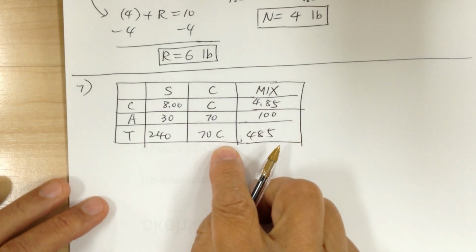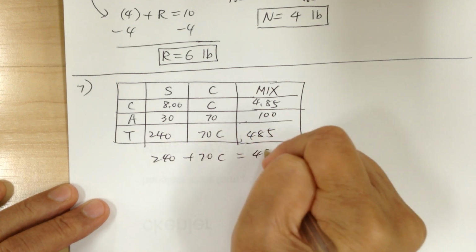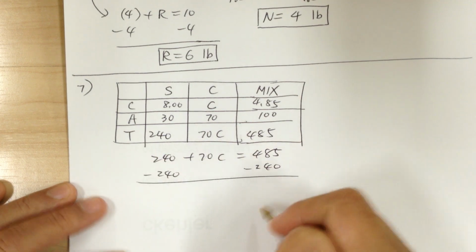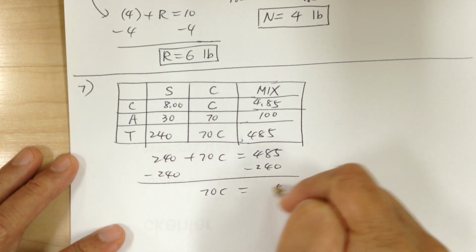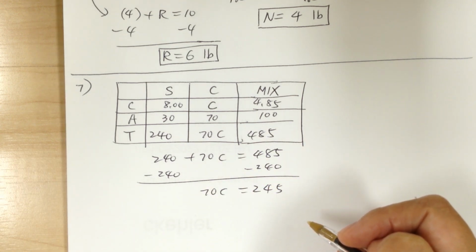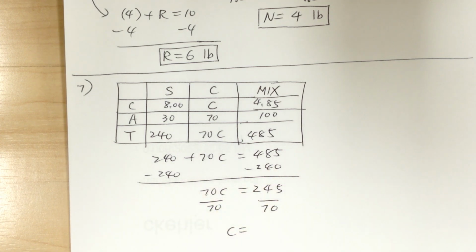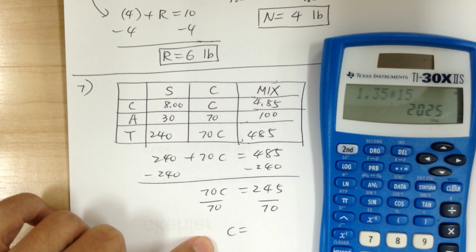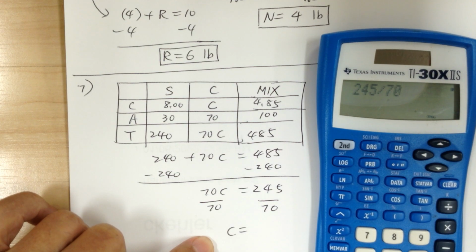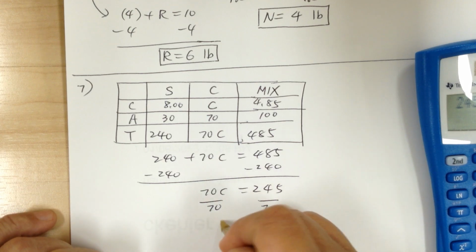So again, you have only one variable, so all you need is one equation. You got 240 plus 70C equal to 485. So minus 240 on both sides. So you got 70C equal to 245. Then after that you divide by 70 on both sides. So C, the cost of C, would be 245 divided by 70 equal to 3.5. So it'd be $3.50.